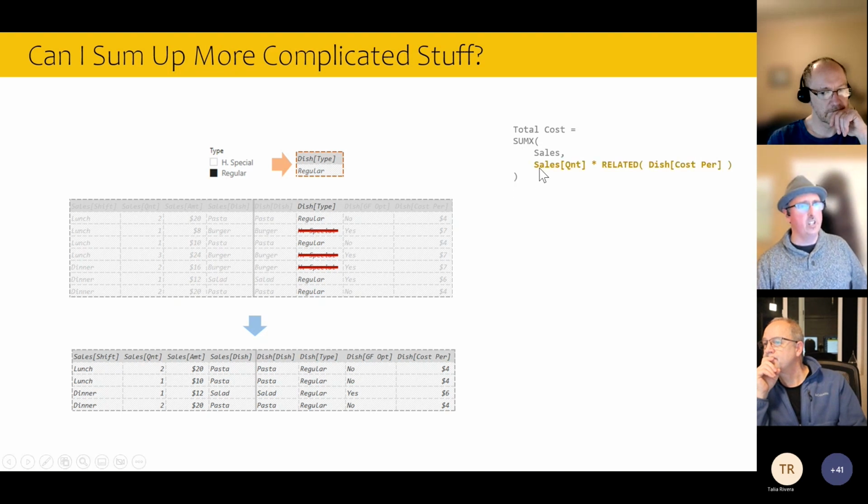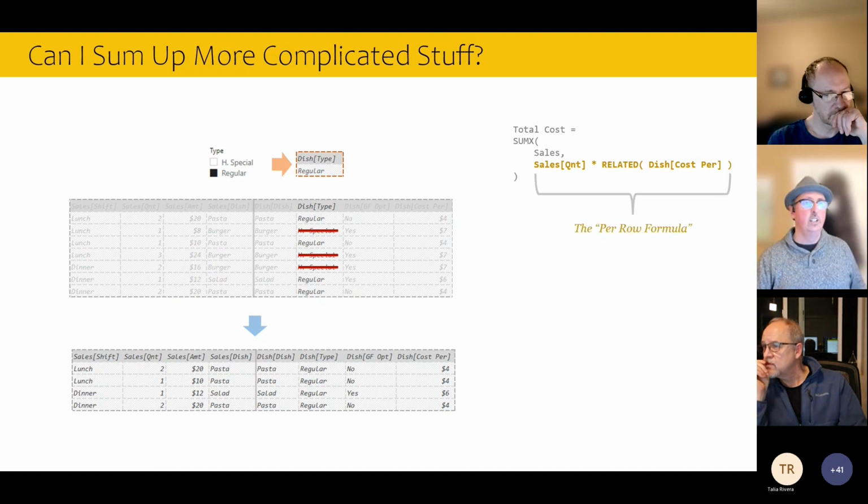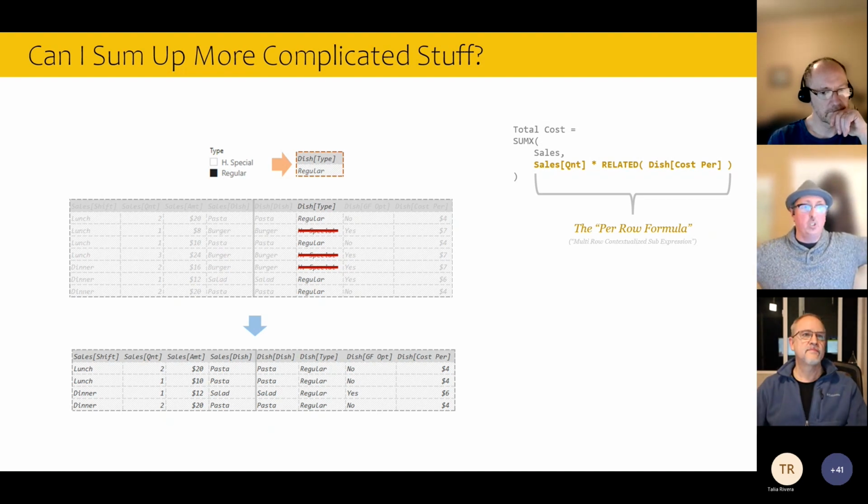And I want to draw your attention to the second argument of SUMX, this guy right here. Argument 2 of SUMX, or any iterator, is what I call the per row formula. It is the formula that will run once per row. That's where it gets the name. So whatever we type here is going to run for each and every row down here. If you would prefer a fancy, very technical sounding name, you could call it the multi-row contextualized sub-expression. I'm not going to call it that. I'm going to call it the per row formula because that actually sounds like it means something. The formula that we run for every single row.